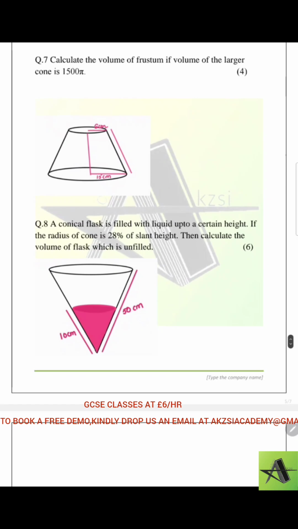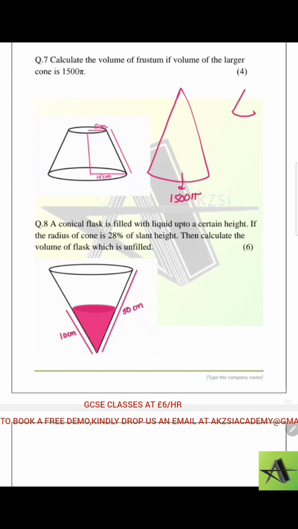Now question number 7. Calculate the volume of the frustum if the volume of the larger cone is 1500π. See, this is the bigger cone. The volume of this one is given as 1500π. And nothing else is mentioned. Though the other radius is given here, that's not going to help, right? So there is one more thing that we have to keep in mind, that the smaller cone and the bigger cone are similar. So this bigger cone is 1500π.